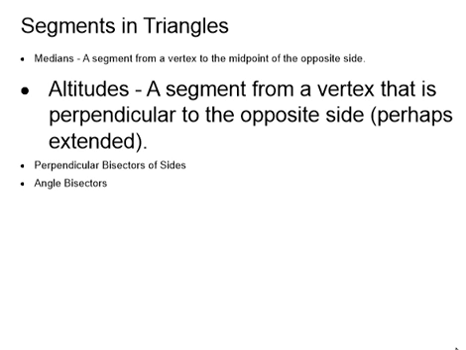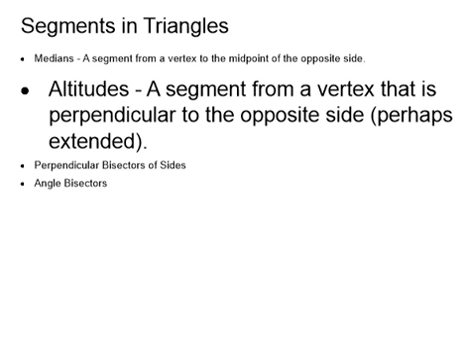The next segment inside of a triangle that we want to discuss is called the altitude. The altitude of the triangle is a segment that goes from a vertex that is perpendicular to the opposite side. And don't get that confused with the perpendicular bisector of the side. The perpendicular bisector of the side went through the midpoint of the side and may or may not go through the opposite vertex. But the altitude starts at the vertex and is always perpendicular to the side, and it may not go through the midpoint of the side.